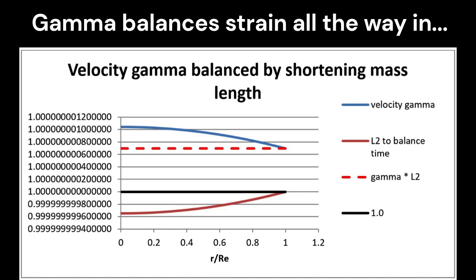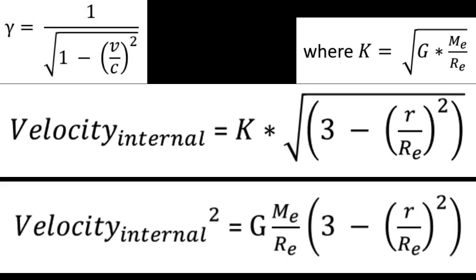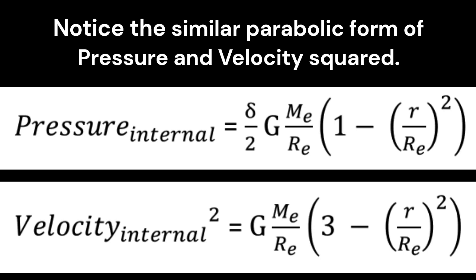And as I showed in my last video, the velocity of space flows just such that it creates a gamma which balances the strain, which is caused by the pressure that gravity creates. And this balance holds all the way from the surface of the Earth to the center. Looking at the equations, once again, remember gamma is a function of v²/c². And this is the equation for internal velocities that we presented before. So the velocity squared looks like this. And the internal pressure, which we've computed before, looks like this.